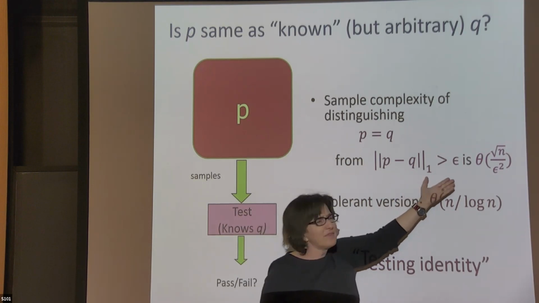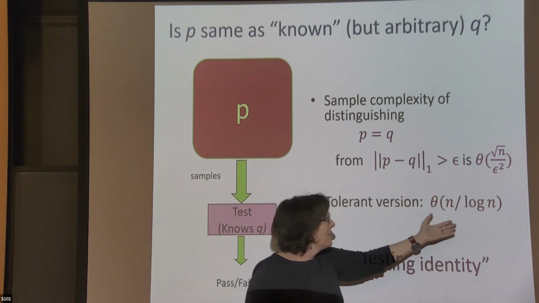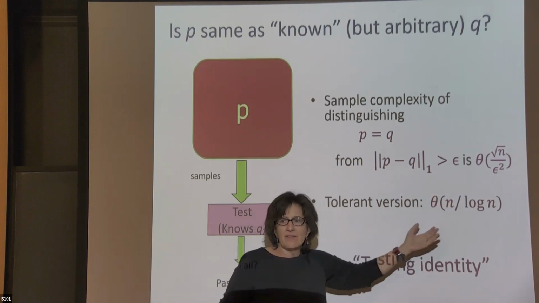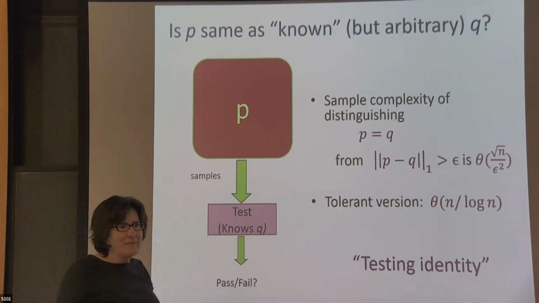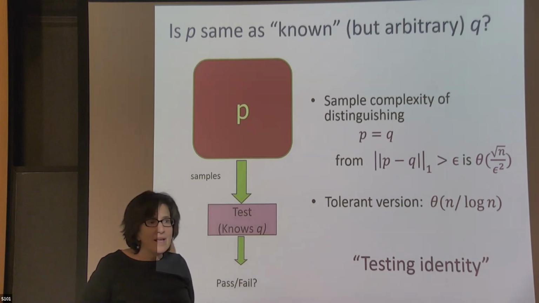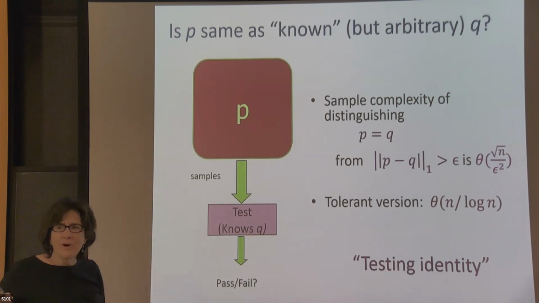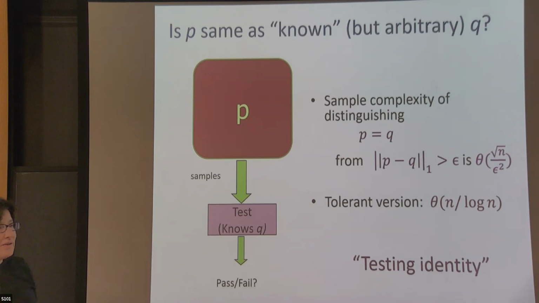So for arbitrary Q, it's still root n over epsilon squared, and the tolerant version is still n over log n. So it doesn't actually matter that you can pick the nastiest distribution you want. You may think uniform is pretty simple, so of course it's going to be root n, but you can come up with the nastiest Q you want. It's not going to be worse than uniform.